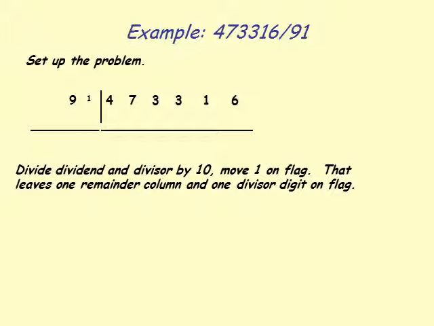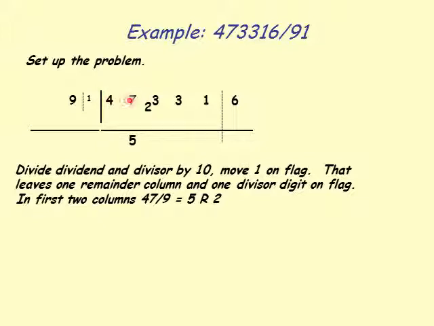So we divide the dividend and divisor by 10. Move one digit, this one, to the flag, and that leaves one remainder column and one divisor digit on the flag. Now the first two columns are 47. We have to divide by 9. 47 divided by 9 is 5, remainder 2. So we got 5 in this column.